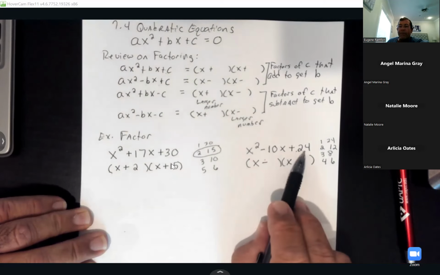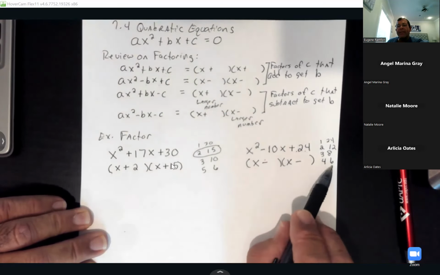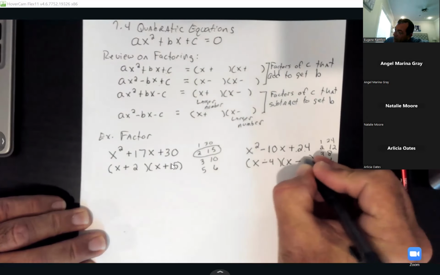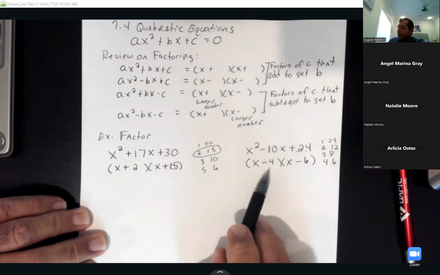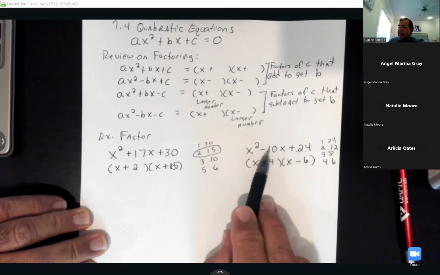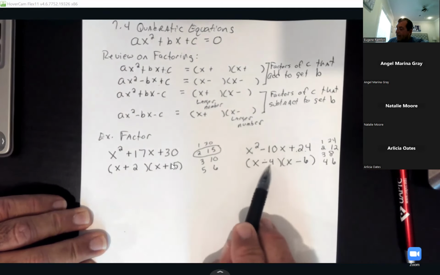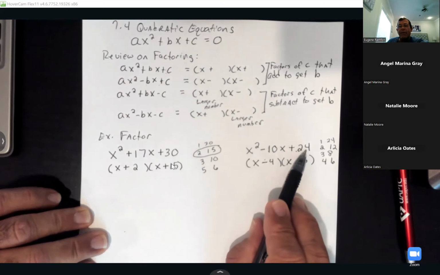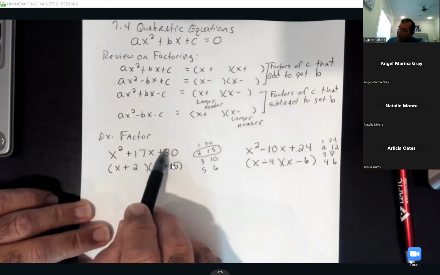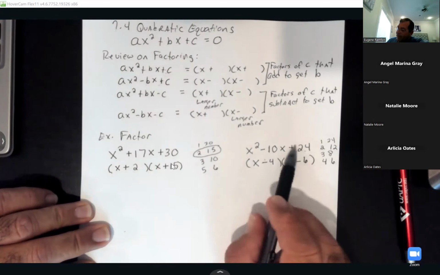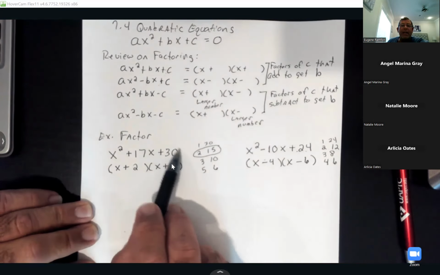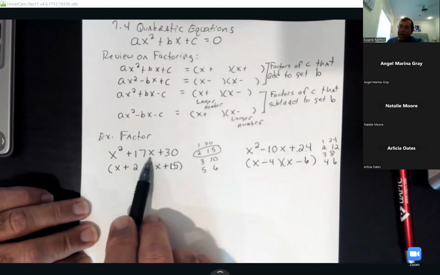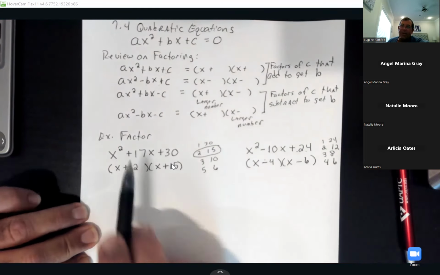4 times 6 is 24. 4 plus 6 equals 10. So I would put in my 4 and my 6. So now, -4 and -6 add to get a -10. -4 times -6 equals a positive 24. So if that last number is positive, find me factors of the last number that add to the middle number. And remember, they both have the same sign as the middle number.